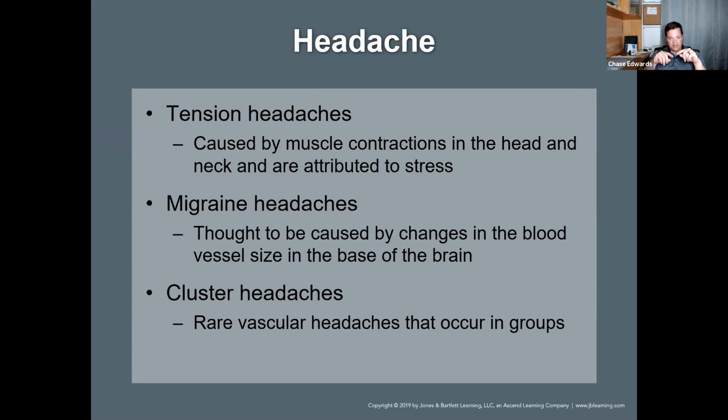Migraine headaches are thought to be caused by changes in the blood vessels, size, and the base of the brain. The patient may experience aura and unilateral focused pain that spreads over time. The patient often describes the pain as throbbing, pounding, pulsating, and it may include nausea and vomiting. Patients prefer dark, quiet environments when they have these migraine headaches, and they can last for several days.